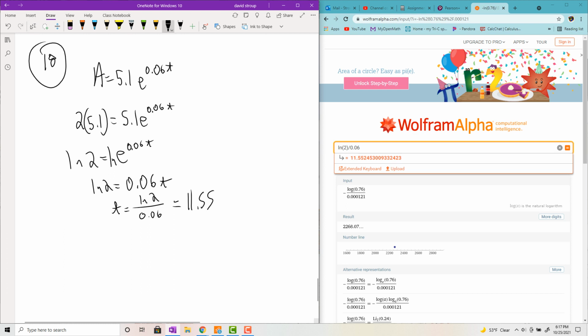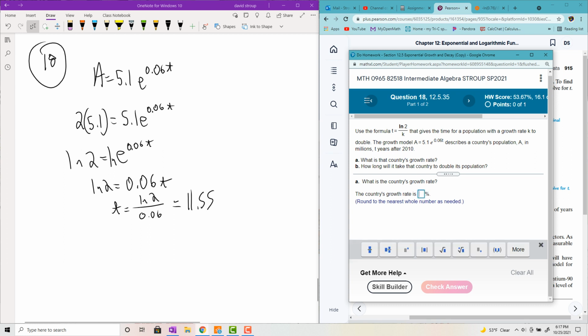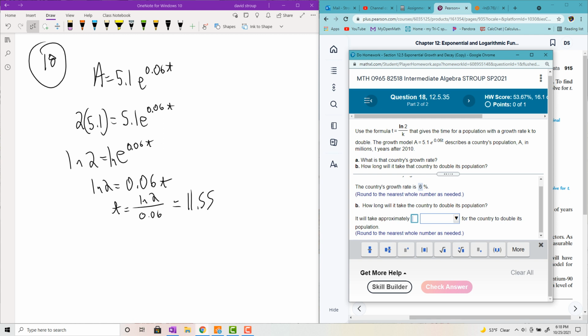We wanted the k. They wanted the growth rate, right? So the growth rate would be, well, you already know the growth rate. No, they wanted the doubling time. Sorry. So yeah, it's 11.55 whatevers, years. The country's growth rate is, well, it's sitting right there. It's 6, for heaven's sakes. You just look at the exponent. How long will it take for the country to double its population? That's what I just found. So 11.55, to the nearest whole number, so 12. 12 whatever time units, I guess years.